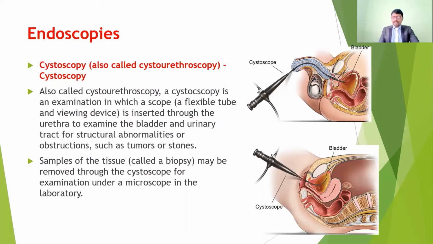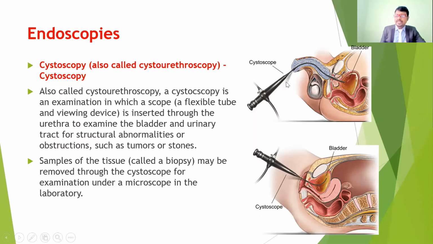So another investigation procedure is endoscopy. These endoscopies are very important in the case of many different types of tumors and also cancers. The first one is cystoscopy, also called cystourethroscopy.